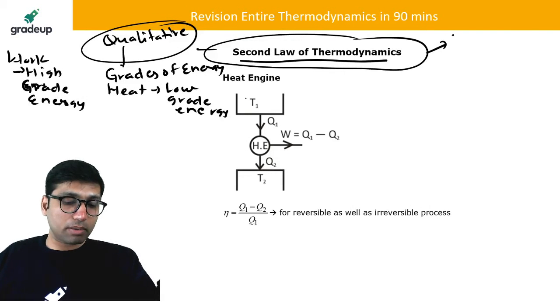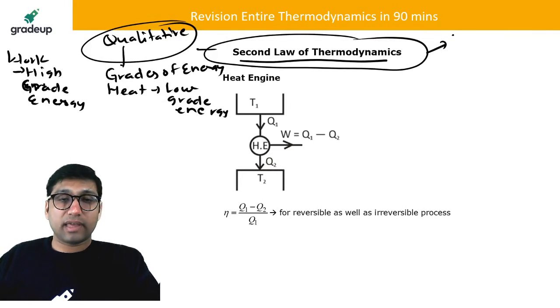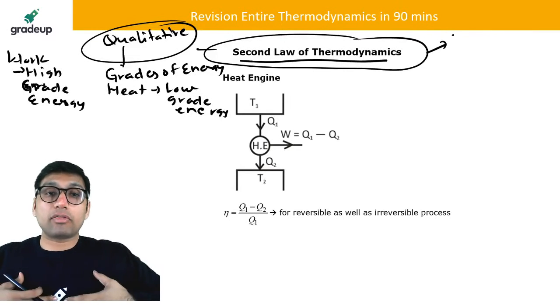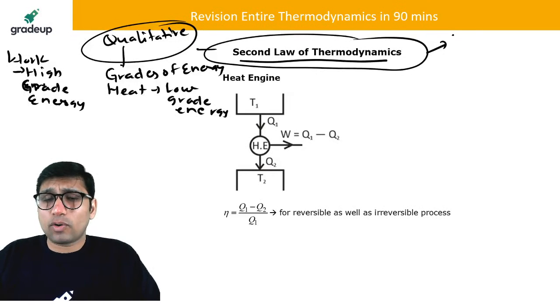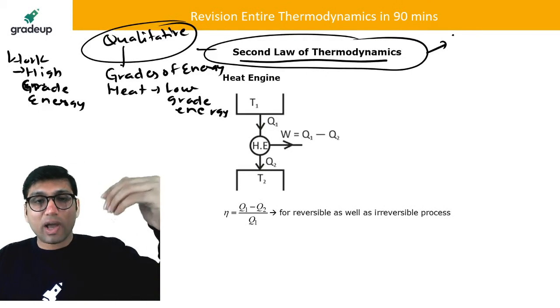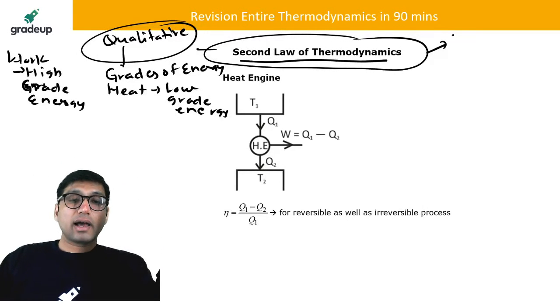The first law of thermodynamics talks about the energy quantification, and the second law talks about the quality of the energy. It talks about the grades of the energy, like work is a high grade energy and heat is a low grade energy. Nobody wants to have low grades. Do you want low grades in your exam? No. You always want to have high grades in your exams, right? So work is a high grade energy.